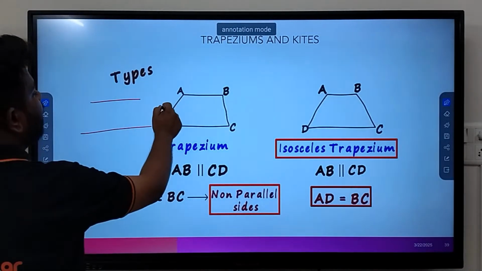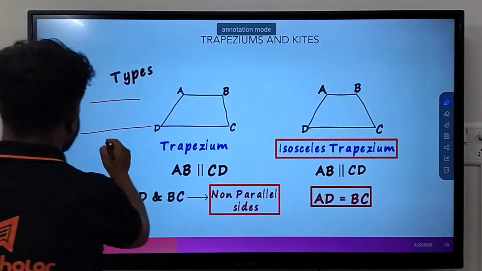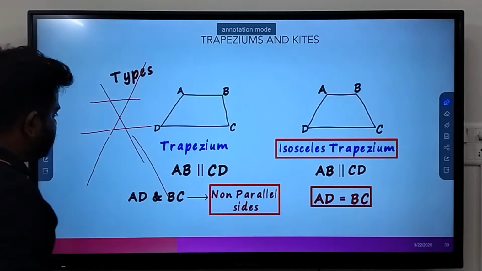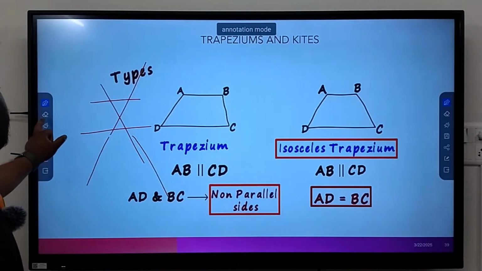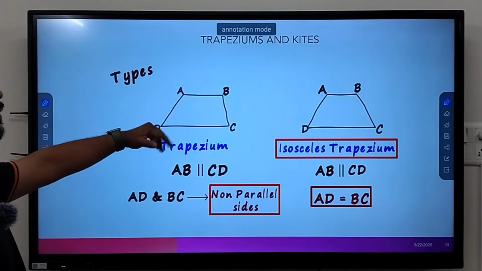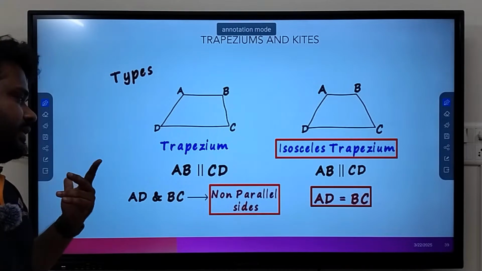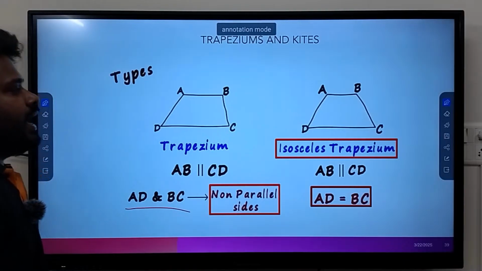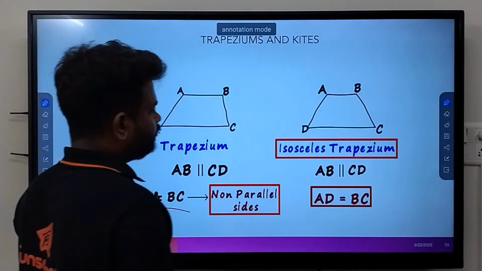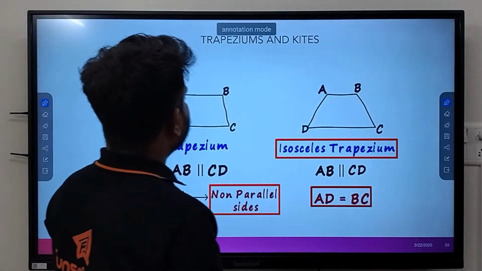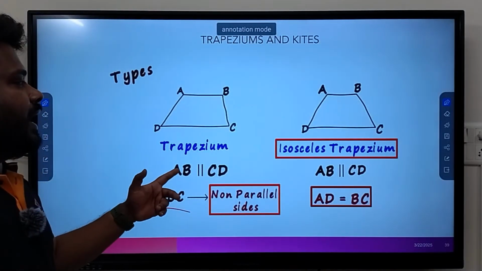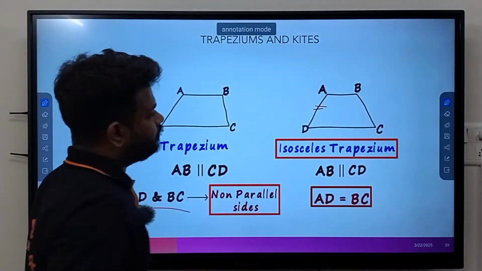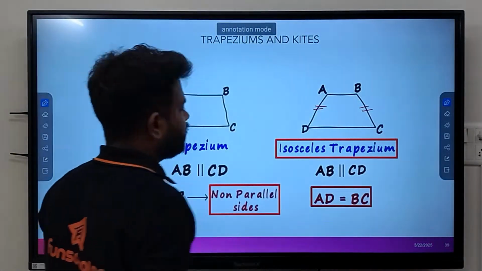But AD and BC are not parallel. If one is like this and one is like this, they can easily touch here. So these two lines are not parallel, so a quadrilateral with one pair of parallel lines is called a trapezium, and it has non-parallel sides AD and BC. And talking about an isosceles trapezium, AD and BC will be equal, and this will be called an isosceles trapezium.